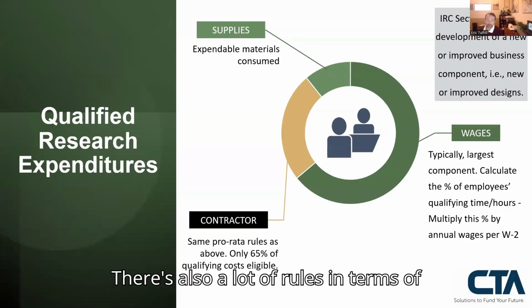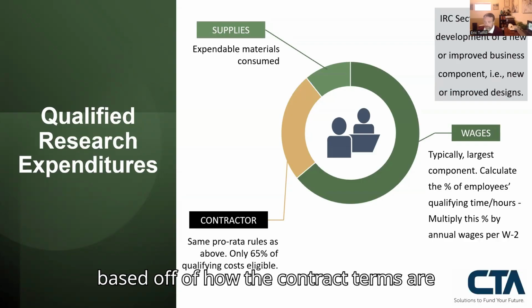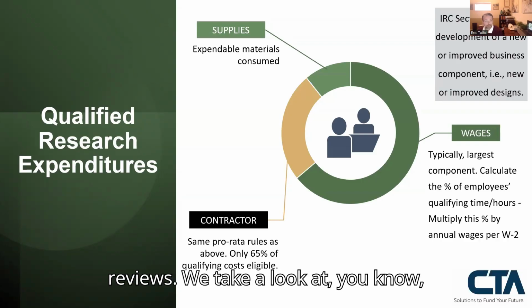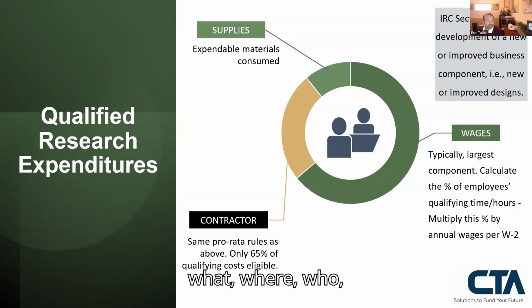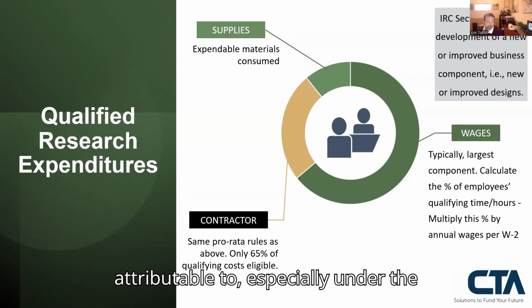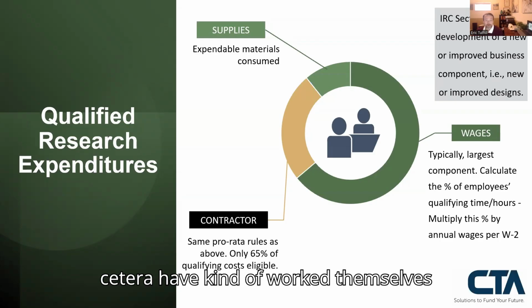There's also a lot of rules in terms of what could be a qualified project based off of how the contract terms are adjusted. So in general, we do contract reviews. We take a look at who the costs are actually attributable to, especially under the rules of the law, and how court cases, et cetera, have kind of worked themselves out.